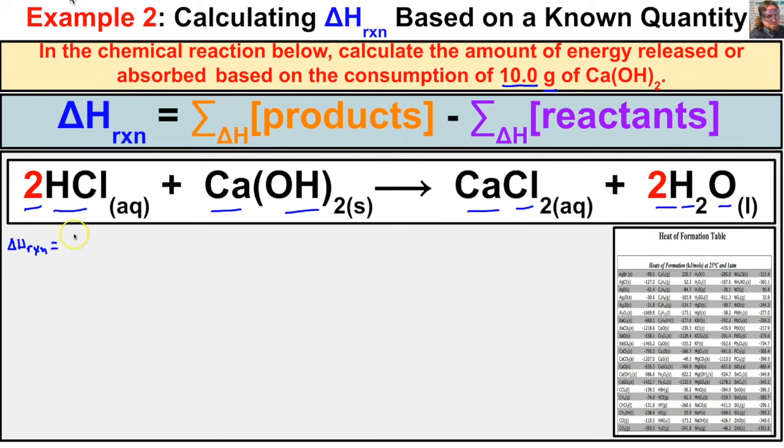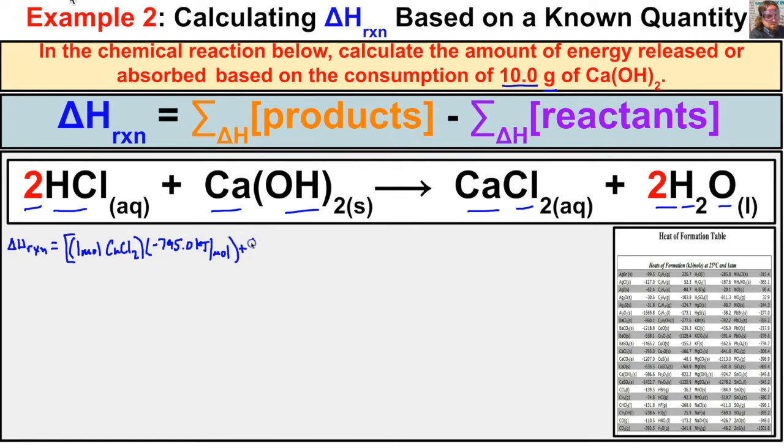To get the heat of the reaction, we take the sum of the energy released or absorbed by the products minus the sum of the energy released or absorbed by the reactants. If we take a look at our balanced chemical equation on the product side, this is telling us we have 1 mole of CaCl2, and we're going to multiply this by the heat of formation of CaCl2. Let's find calcium chloride here. It is negative 795.0 kilojoules per mole.